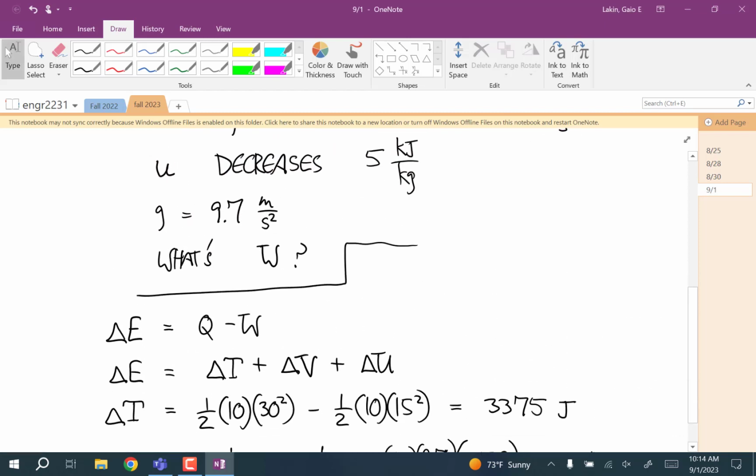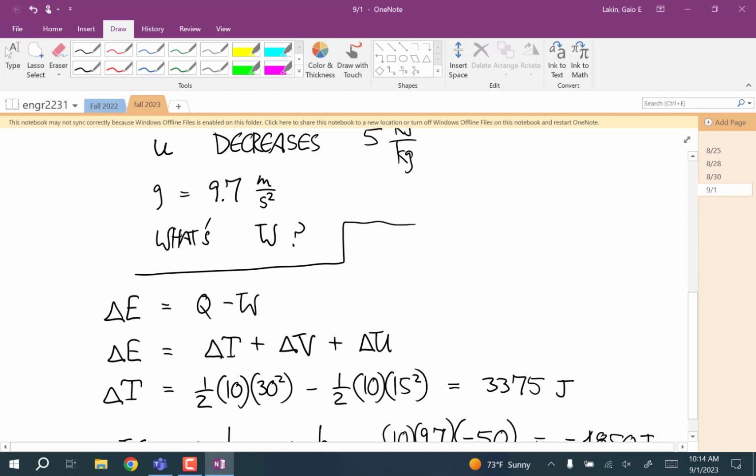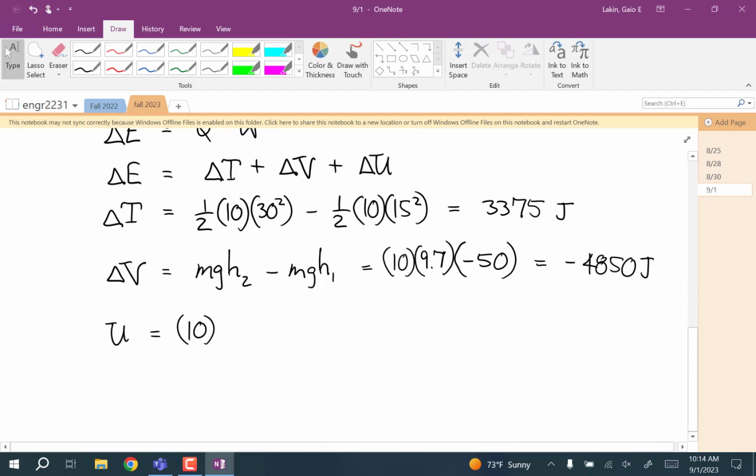And so now we also know a change in the specific internal energy. The actual internal energy is the mass. So that was a change. So the change in internal energy is the mass of the system times the change in specific internal energy.